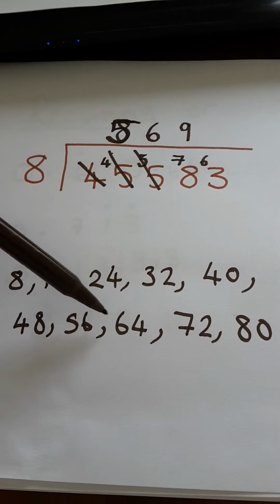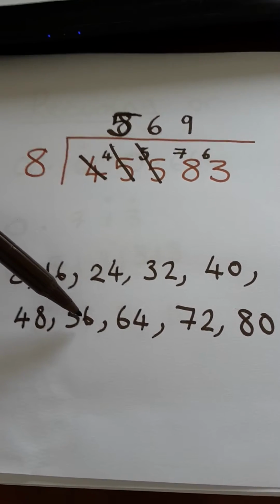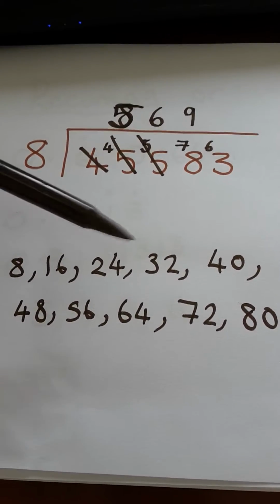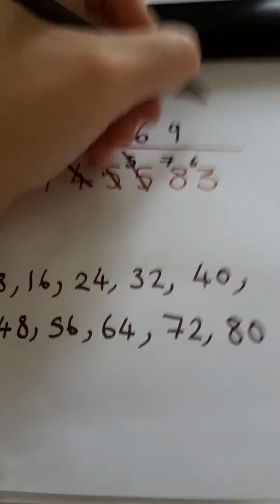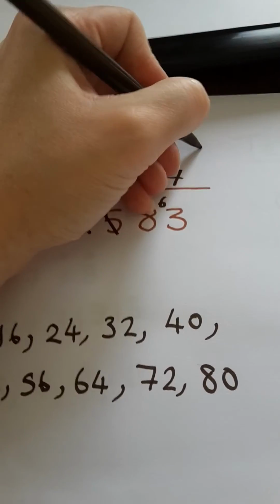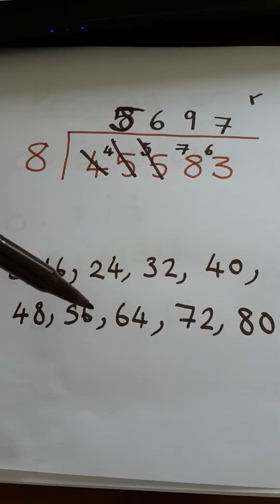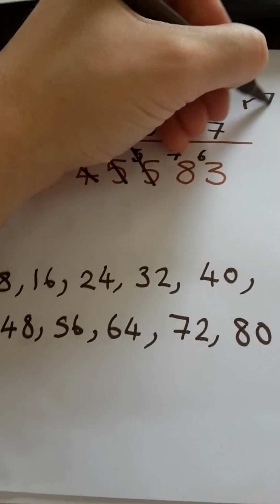63 is close to 64, so 56 is going to be the closest multiple of 8 that fits in. So 1, 2, 3, 4, 5, 6, 7. But I've got a remainder of 7. Oh dear.